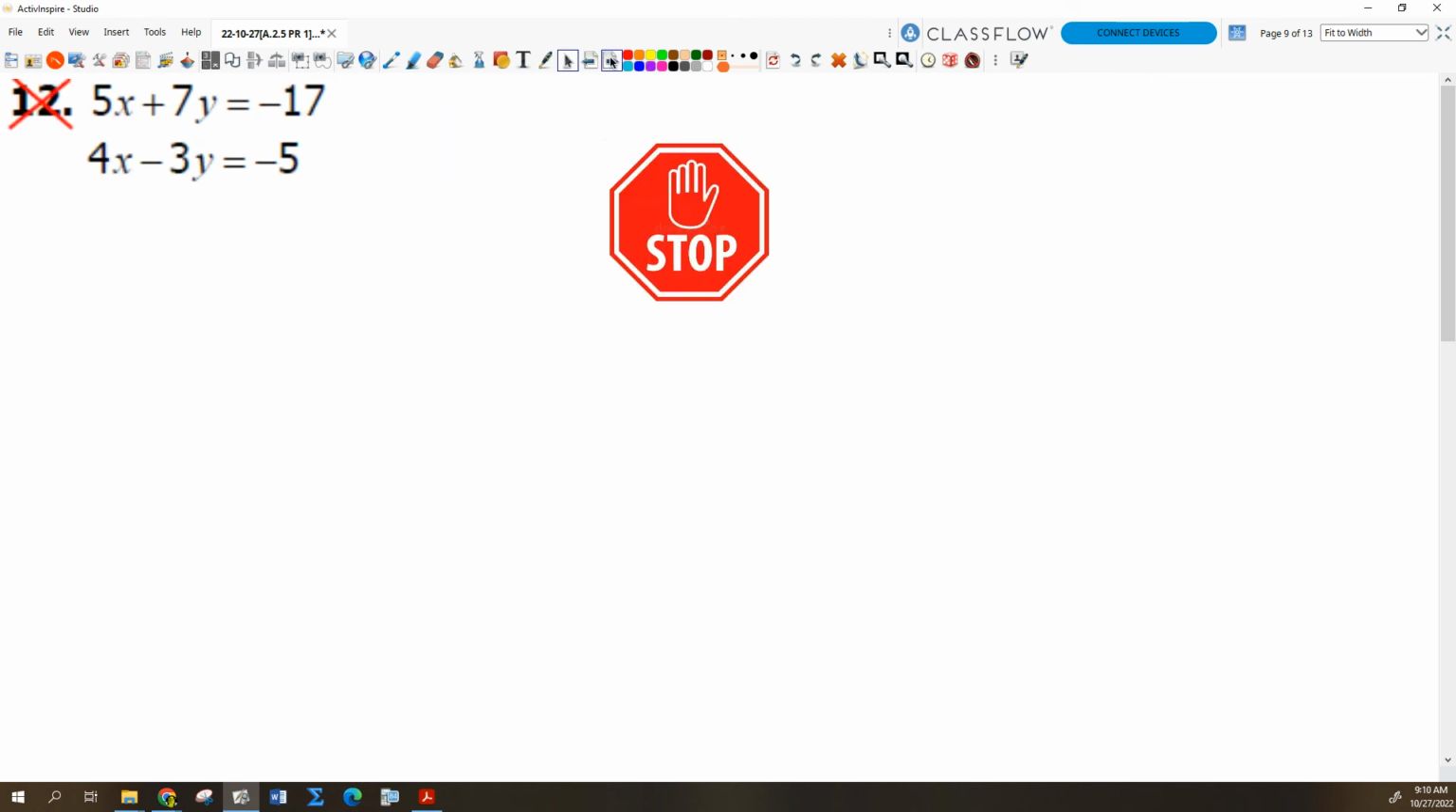Okay, is this a good equation to use substitution on? No, terrible. There's no variable that's easy to isolate. So we would not use substitution. We would use elimination, which is the topic for tomorrow. Okay, assignment's up. Got a little time to work. I'll let you have at it.